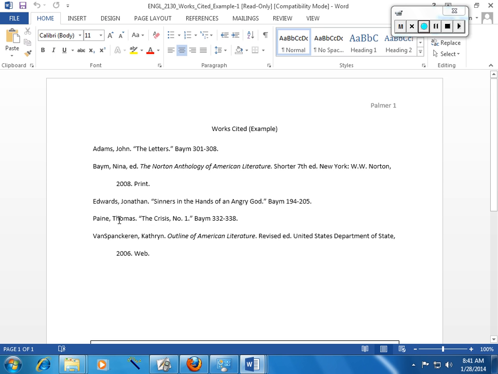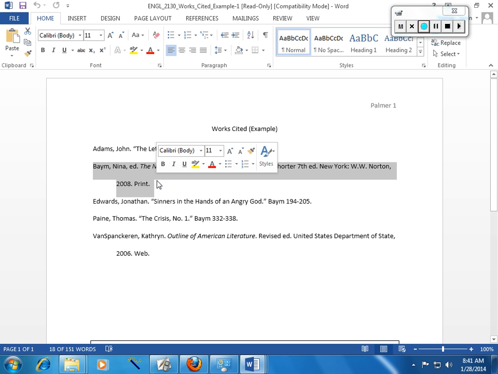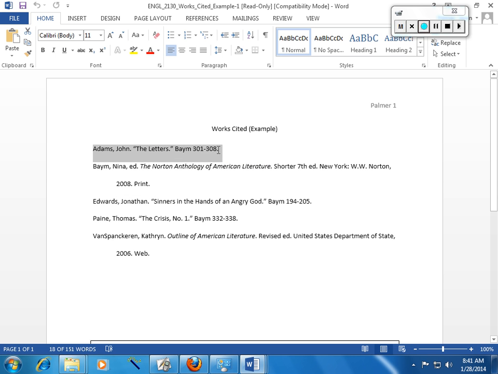Now notice, this is an entry. These are called works cited entries. These are different from in-text citations because these aren't in the text of the paper, right? This is a works cited entry for your entire textbook. The one that's highlighted on the screen is a works cited entry for the entire textbook. Now, John Adams, the letters, BAM, 301 to 308. Guess where that is found? In the textbook. Now, how do I know that this is related to this? See that right there? The editor's name? That corresponds to this entry.